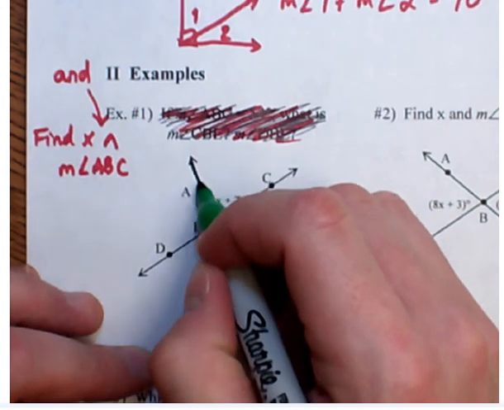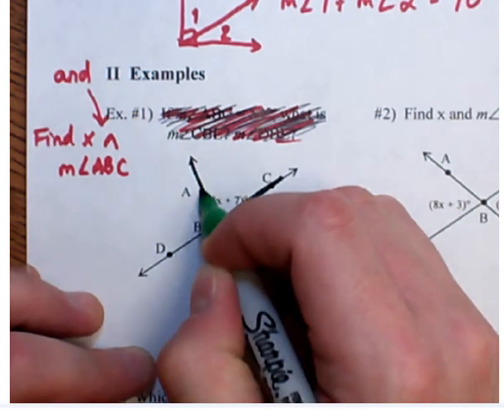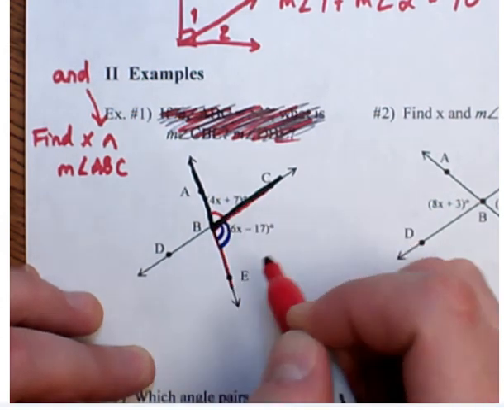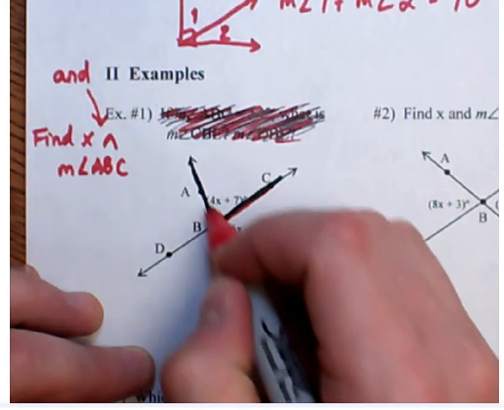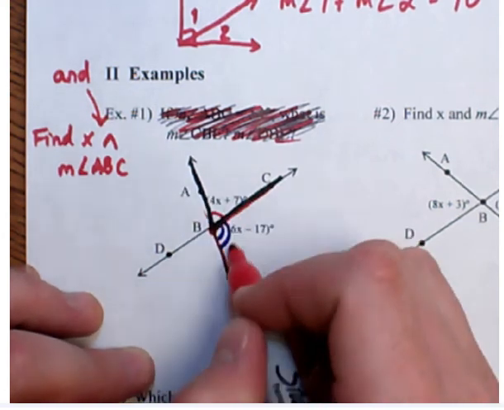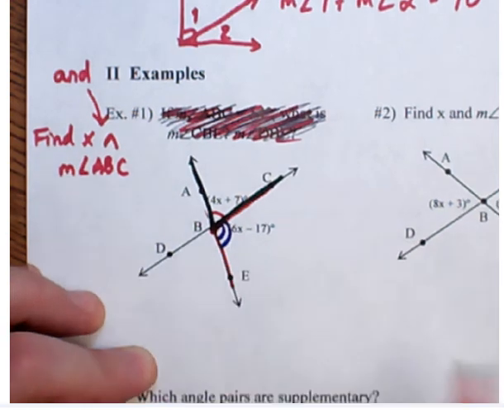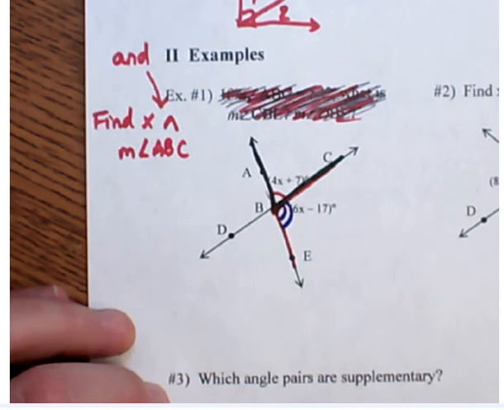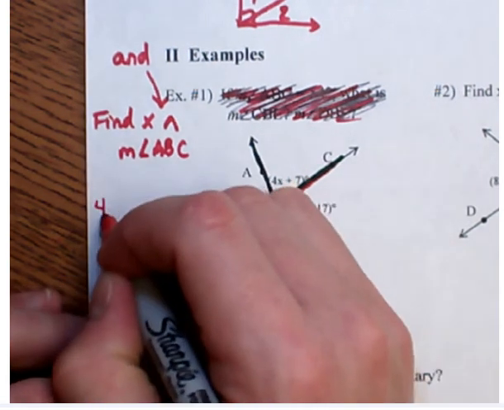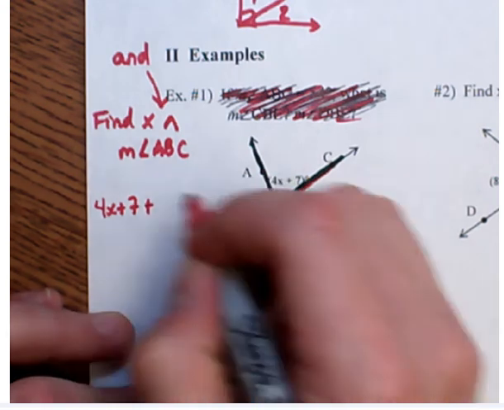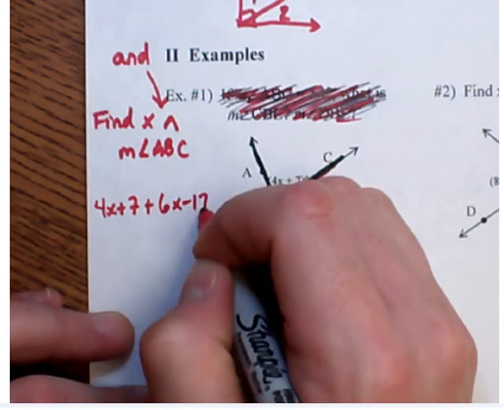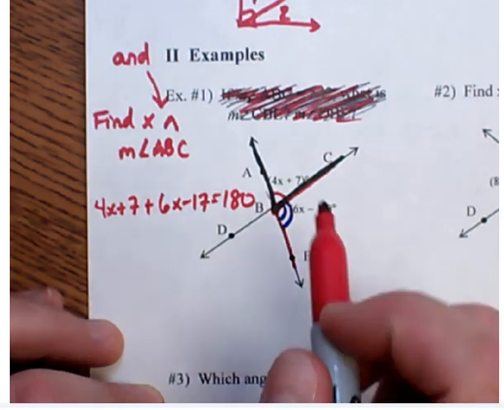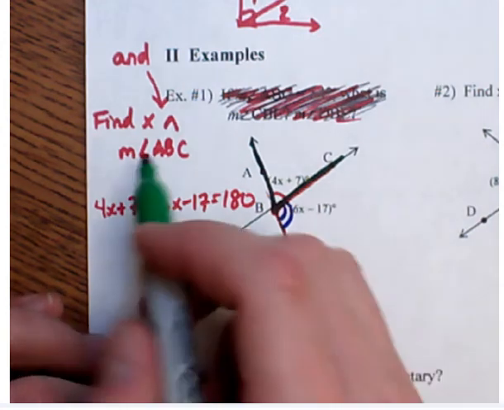But if I draw a picture, if I trace out angle ABC and then angle CBE, notice that what happens is that at the bottom part where I traced it, that's a straight line. So this whole thing has to be 180 degrees. These are supplementary angles. So I'm going to solve this. I'm going to set up an equation. If they're supplementary, 4x plus 7 plus 6x minus 17 equals 180. That's my equation.